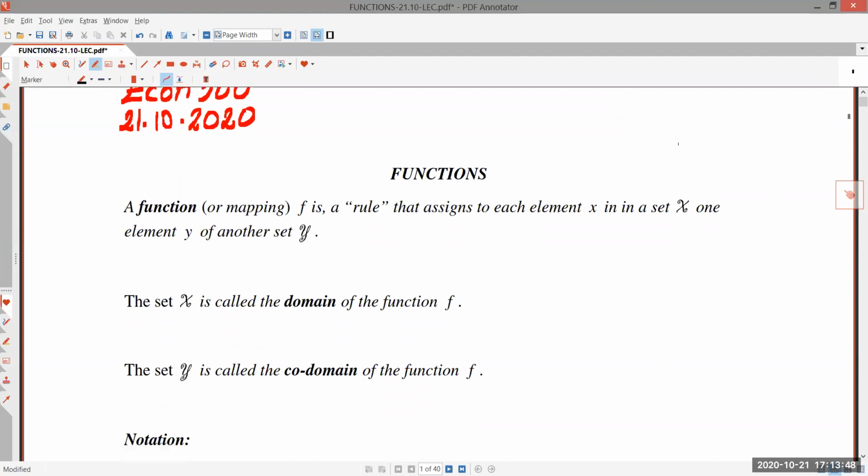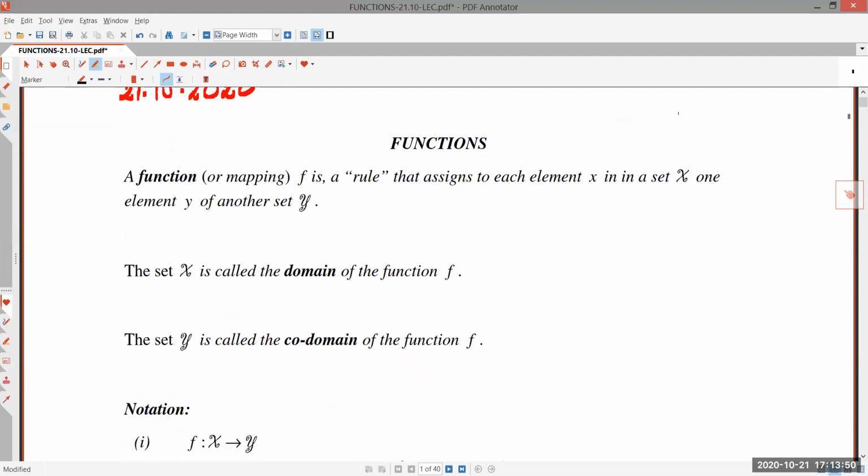So what's a function? It's a mapping. Generally, it's called a mapping. And we define the function here with f. This is the function f, and it's basically a rule. Loosely speaking, we call it a rule that assigns to each element x in a set X, meaning that this small x belongs to this curvy X, okay? And this is important.